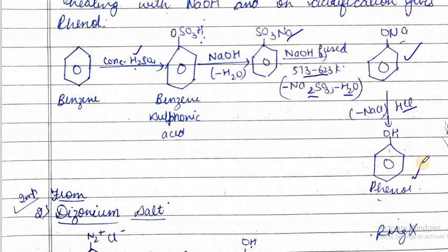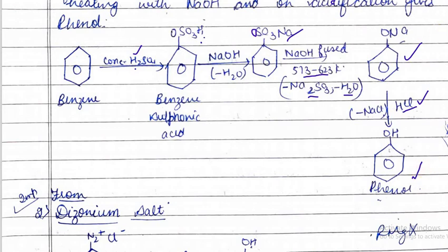So we can get phenol from benzene, first treating it with oleum, sulfuric acid and sulfur trioxide, and then benzene sulfonic acid is formed. Then with sodium hydroxide, hydrogen is replaced with sodium, and then the sulfonic group is removed, and when it is fused with sodium hydroxide at this temperature, we get sodium phenate, and sodium phenate treated with mineral acid gives phenol as a final product.